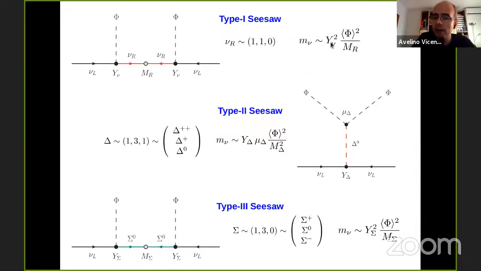But there are two other versions of the seesaw which can also take place at tree level. Very similar to the type 1 seesaw is the type 3 seesaw, which instead of singlets, so right-handed neutrinos, uses fermion triplets. So essentially, instead of a Yukawa with a singlet, it uses a Yukawa with a triplet that is also allowed by the gauge symmetry. And the Sigma 0, the neutral component in the triplet, plays the same role as the right-handed neutrino in the type 1 seesaw. And the rest is essentially the same. So you get a formula that is very similar to the formula in the type 1 seesaw.